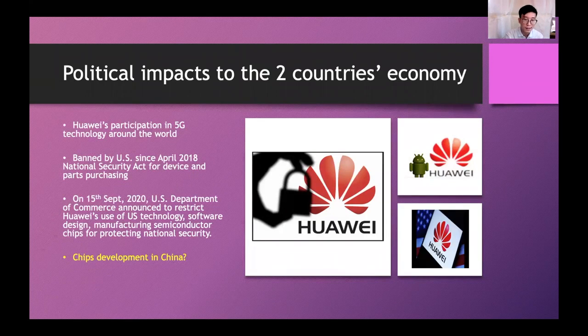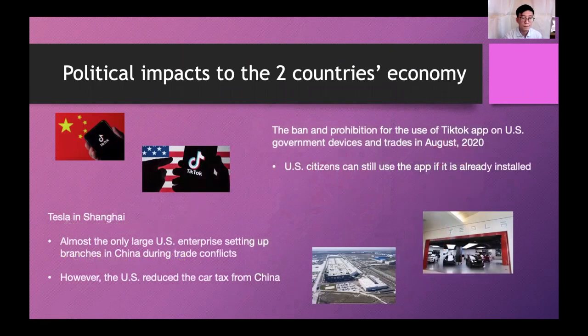This might cause China to develop its chipset and technology on its own, but it is still too early to predict the influence at this moment. Besides, the well-known Chinese social music mobile app TikTok is also almost banned in the US as well. The only slightly affected enterprise might be Tesla, as its electric car production branch was already set up in Shanghai, and it largely reduced the car tax to China as it is a producer in China.